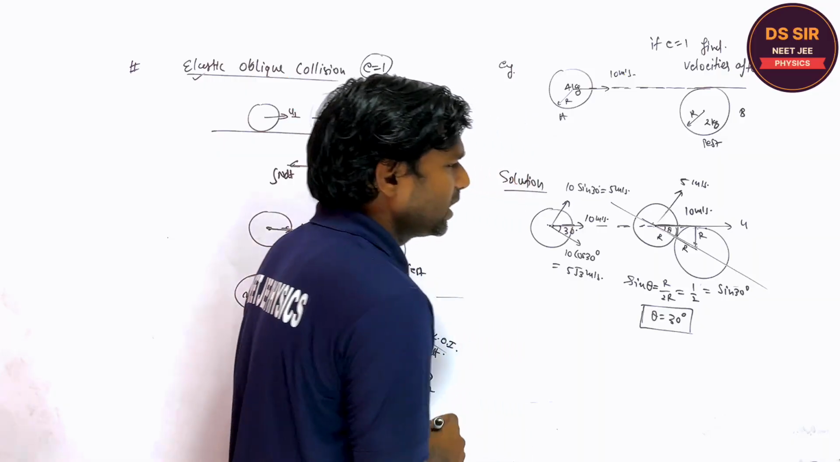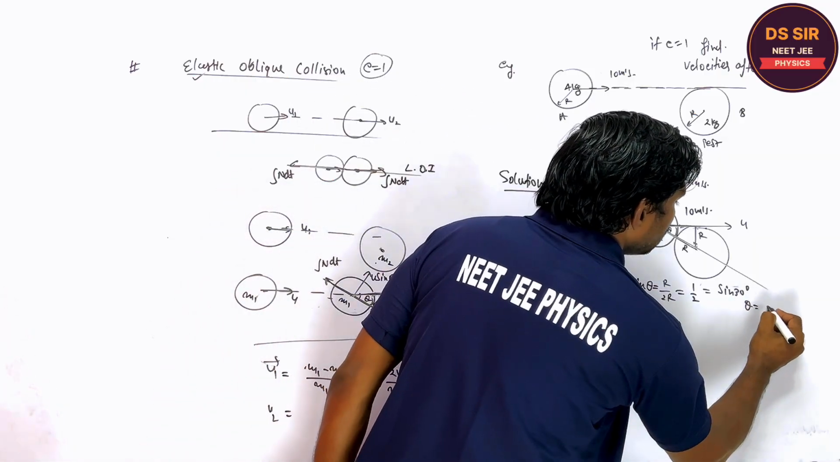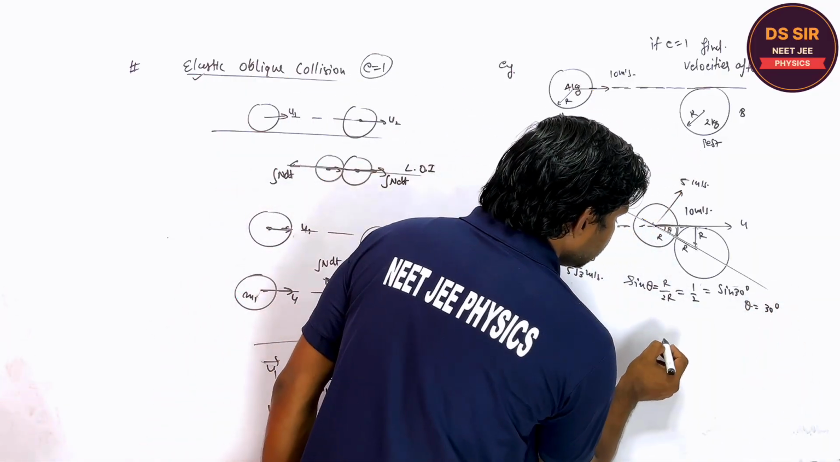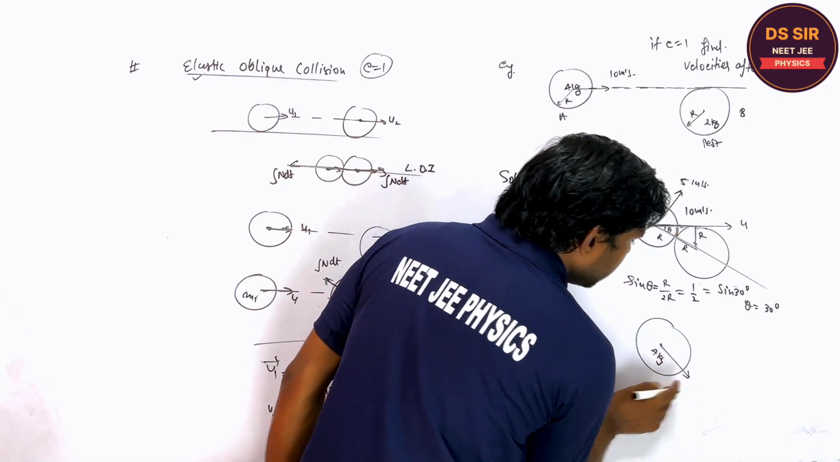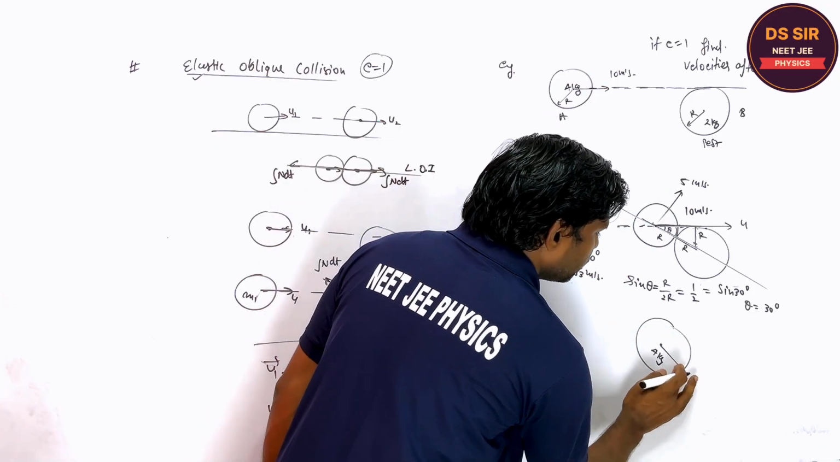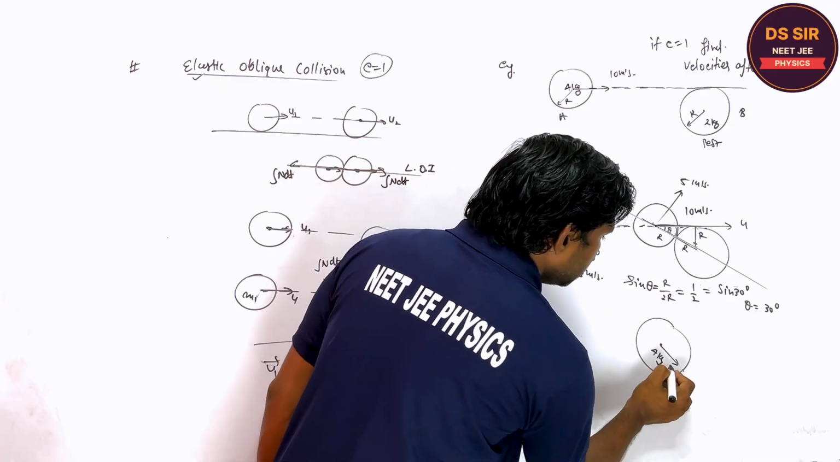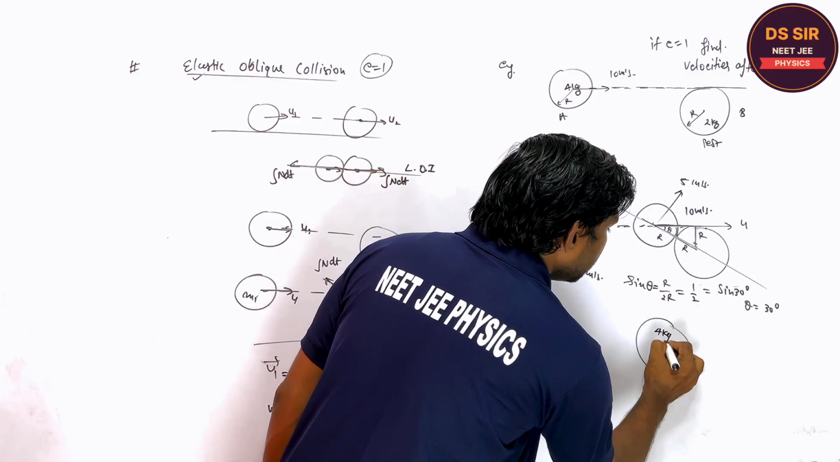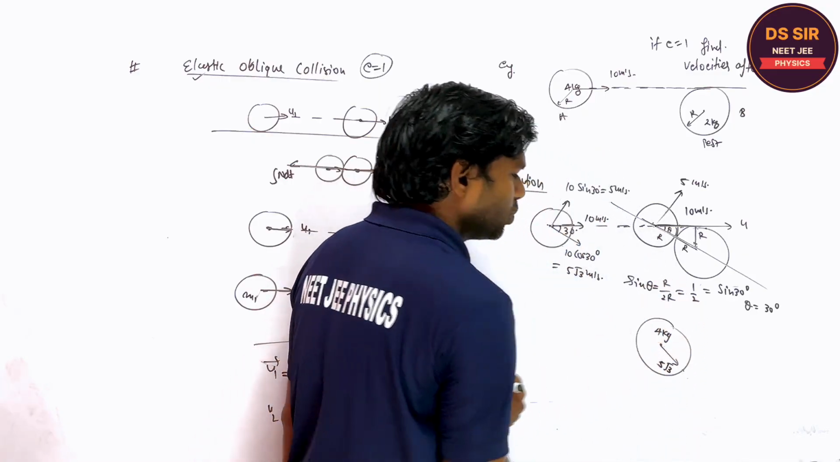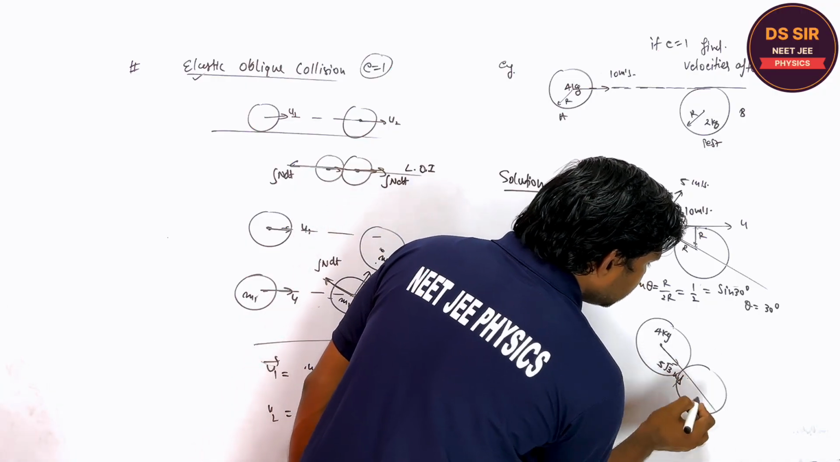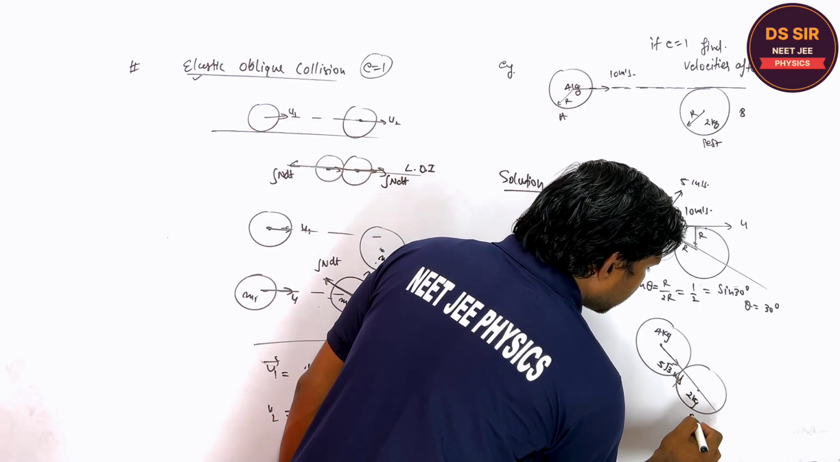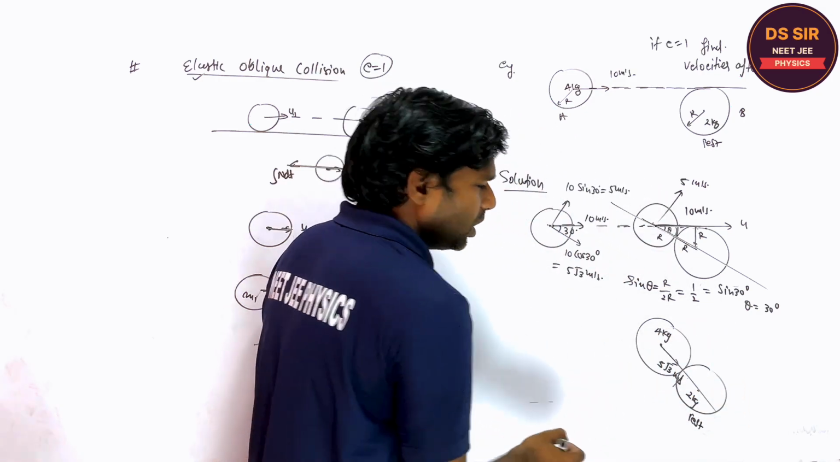So what is happening actually? I'm writing theta is equal to 30 degree over here. In this case, this is the 4 kg body. The 4 kg body is moving in this direction. And what is that velocity? This is the 4 kg body. It is moving with 5 root 3 meter per second, right? And this is at rest, the 2 kg body at rest. Are you getting or not?